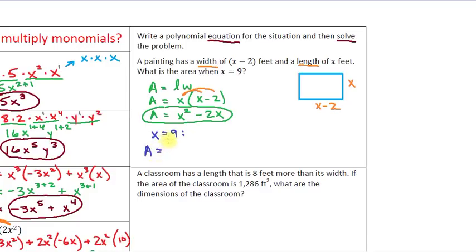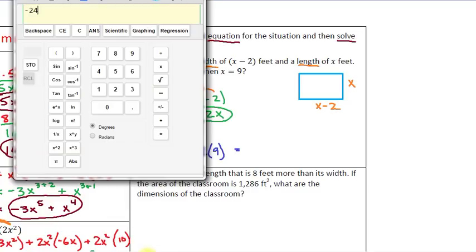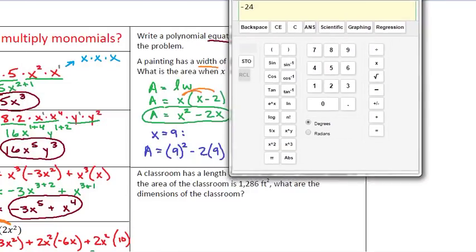Our area is going to now be 9 squared minus 2 times 9. Now, a couple things I want you to notice here. We are now doing something called evaluation. We're evaluating this equation when x equals 9. Okay, next thing you notice is wherever x was in the equation, I plugged in the 9. And the third thing I want you to see is always input that in parentheses, because now you can go ahead and pull up your calculator and put this actually in your calculator.